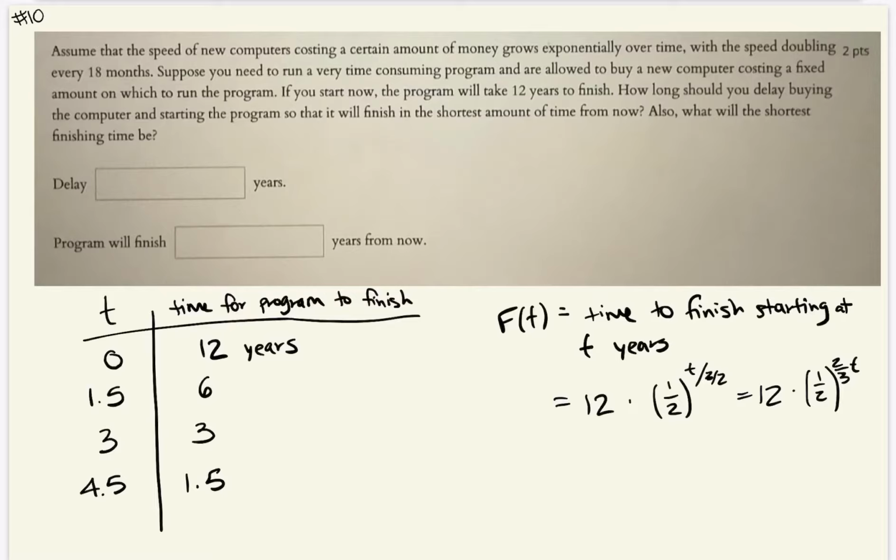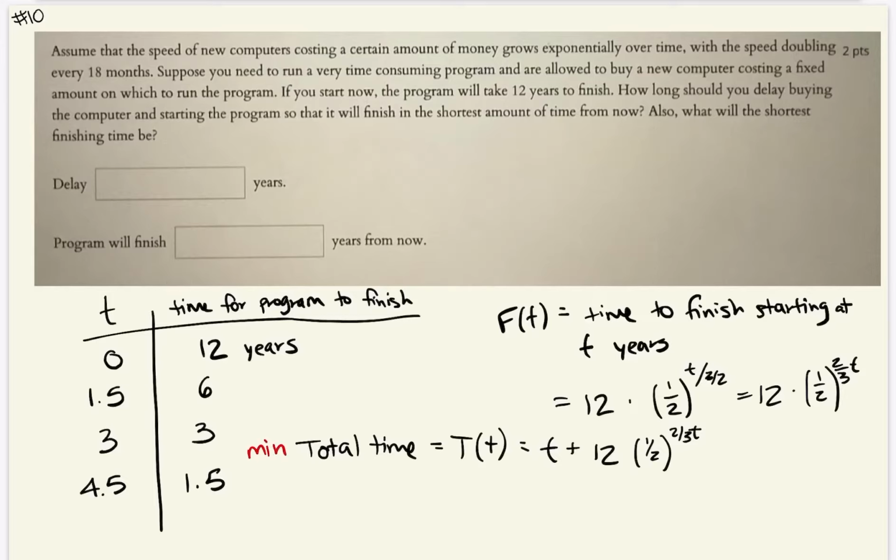Okay, but that's not the total amount of time. That's just the time to finish starting at t years. So the total time, maybe I'll call that capital T, will be the t years you're waiting to buy the computer plus the amount of time it takes the program to run. And it's really this that we're trying to minimize.